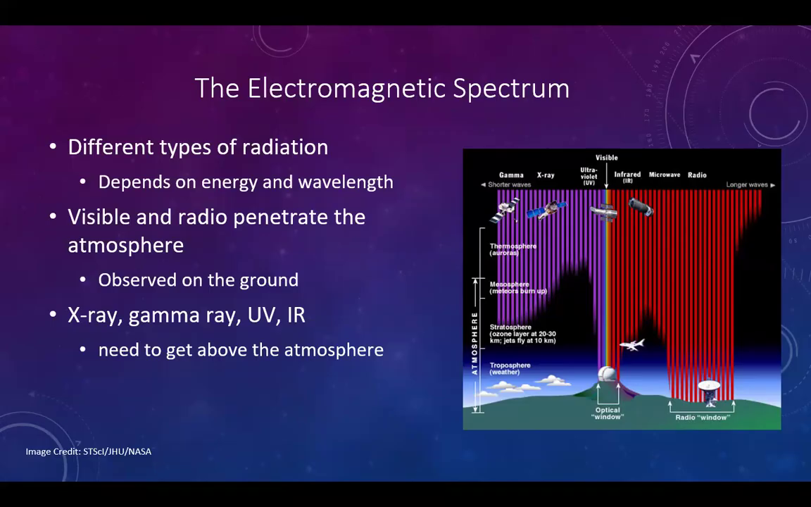The only wavelengths that penetrate the atmosphere are visible light. It's in what's called the optical window. It's actually visible light and a bit on either side. There's a bit of ultraviolet and a bit of infrared that make it through. And there's also a radio window. So radio waves can also be observed on the ground.